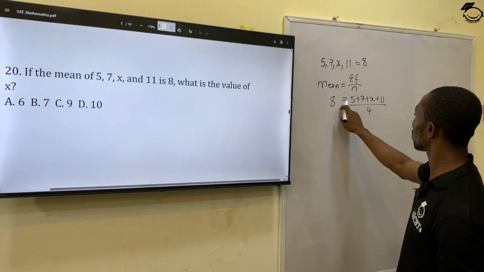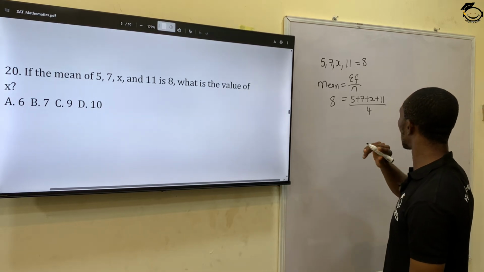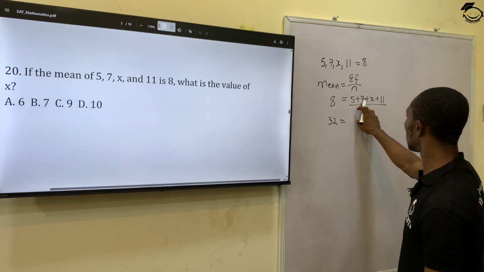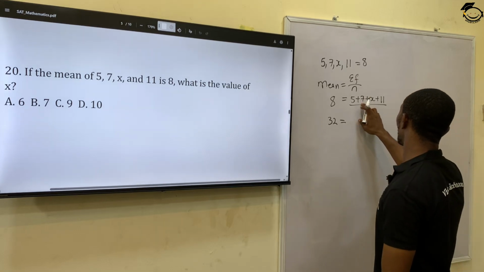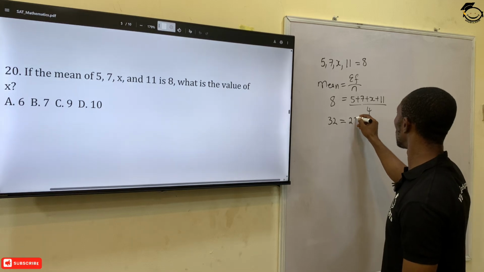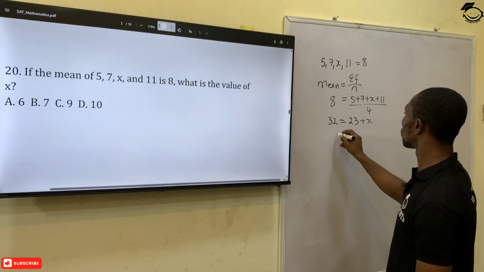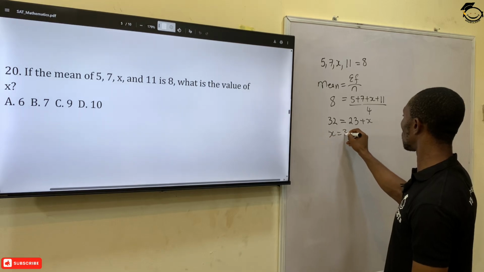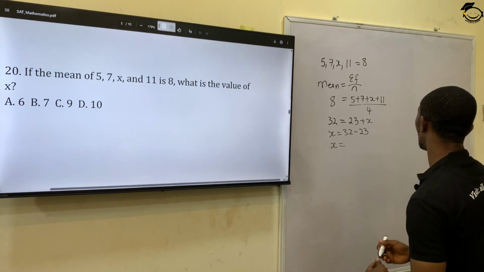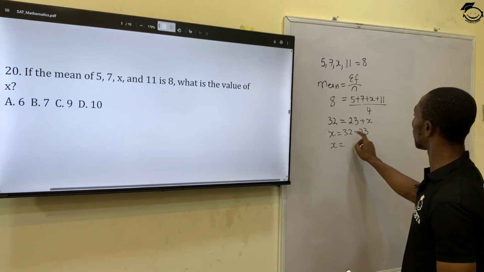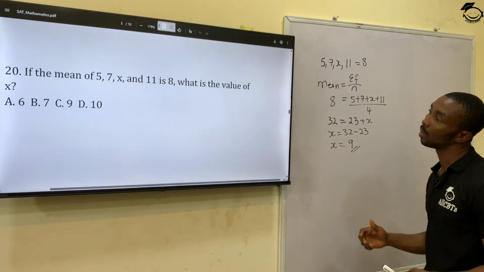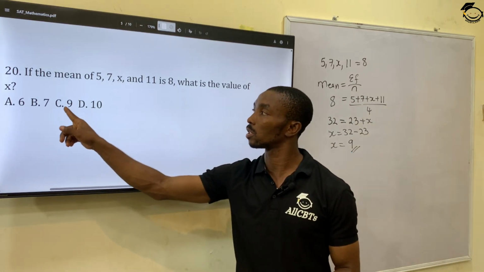Okay, so cross multiplying, 8 times 4 will give us 32 equals 5 plus 7, which is 12. 12 plus 11 will give us 23, plus x. So x will be 32 minus 23, which gives us 9. So the value of x would be 9, which is option C.